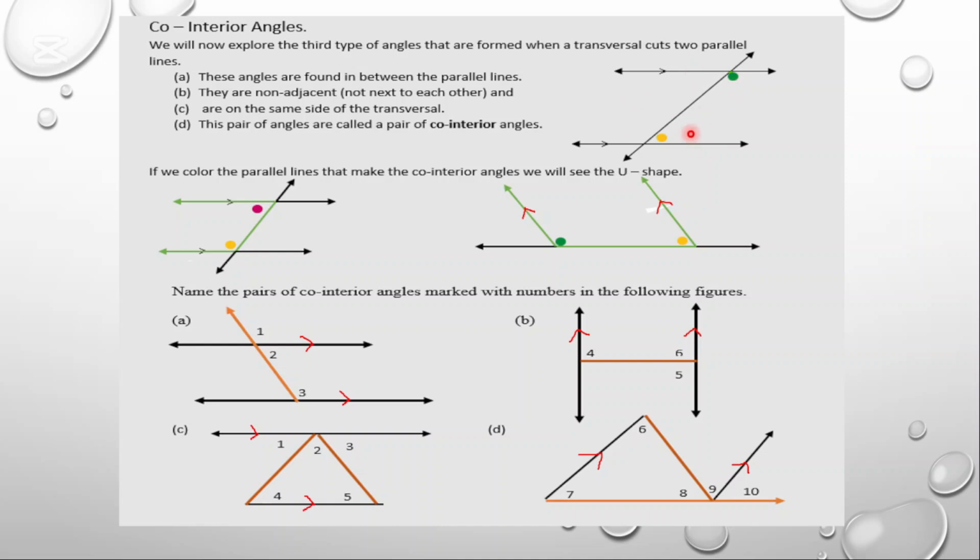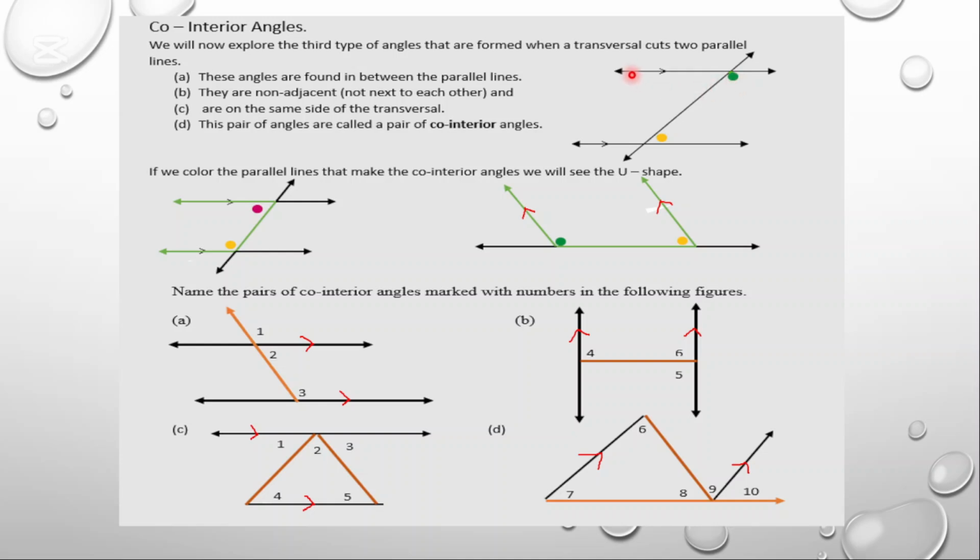You can see I marked them differently. One with a green dot, one with a yellow dot. There's a reason for that. You can actually see that this one is an acute angle, that one is an obtuse angle, and already I can see they can't be equal. Now they are non-adjacent, which means they are not next to each other, but they are on the same side of the transversal. One is above this parallel line, that one is below the parallel line. So we call them our co-interior angles.